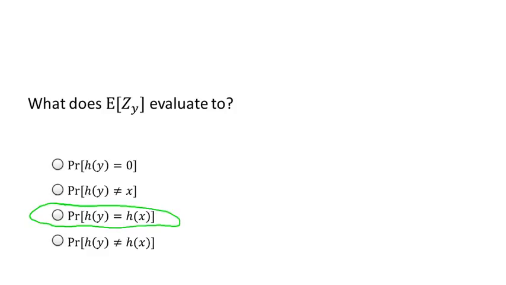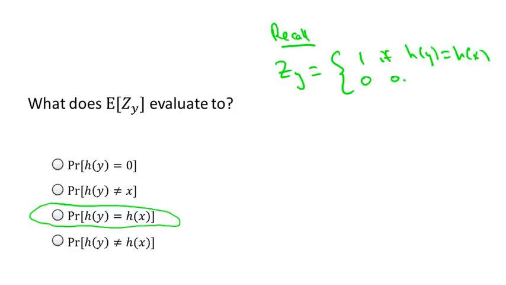Okay, the answer to this quiz is the third one. The expected value of Z_y is simply the probability that x and y collide. That just follows from the definition of the random variable Z_y and the definition of expectation. Namely, recall, how did we define Z_y? This is 1 if this object y in the hash table happens to collide with the object x that we're looking for under the hash function h, and 0 otherwise. Again, this will be 1 for some hash functions and 0 for other hash functions. And then we just have to compute expectations.